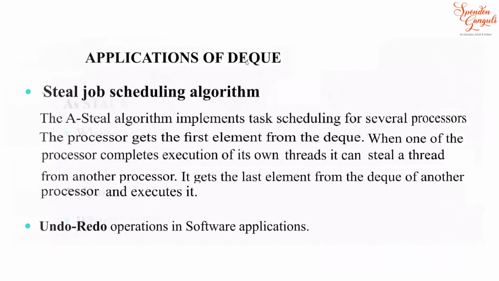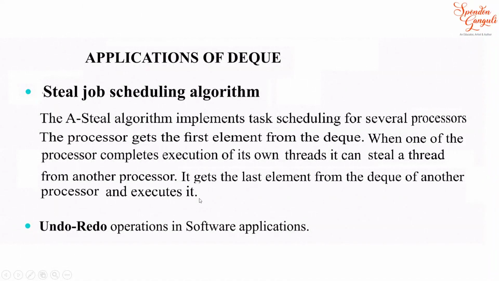Now, where do applications of DQ come in? First is the steal job scheduling algorithm. What is the steal job scheduling algorithm? A steal algorithm implements task scheduling for several processors. The processor gets the first element from the DQ. When one of the processors completes the execution of its own thread, it can steal a thread from another processor. It gets the last element from the DQ of another processor and executes it.